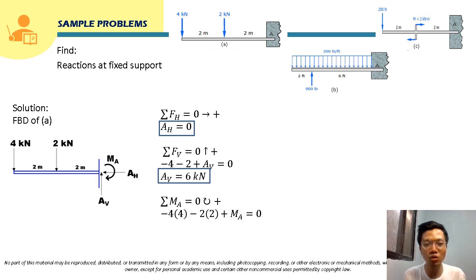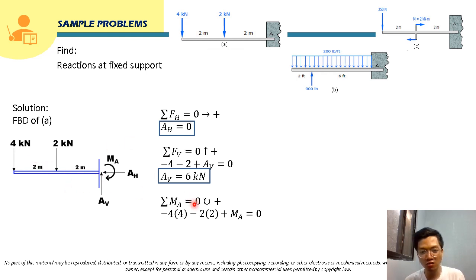The forces that will have moment are the 4 kilonewton force, whose moment arm about point A will be 4, which is 2 plus 2. Its rotation about point A will be counterclockwise, that's why it will be negative here. Now for the 2 kilonewton force, its moment about point A will be 2 times its moment arm, which is 2.